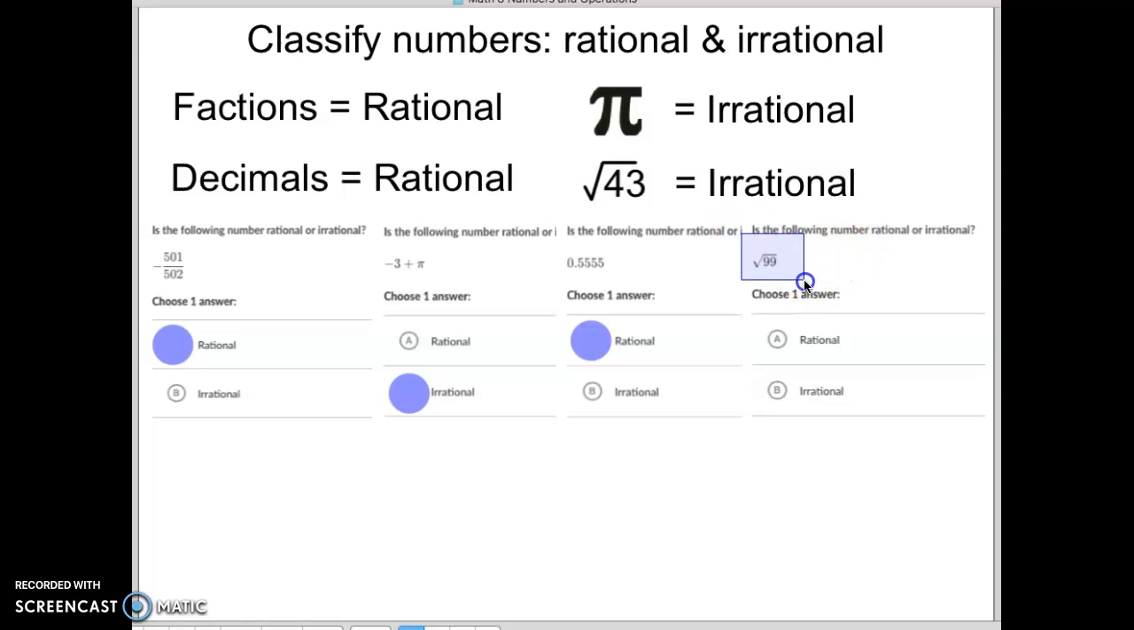And finally, oh, we have the square root of 99. Is there a number times itself that equals 99? No, there's not. Because of that, it is irrational.